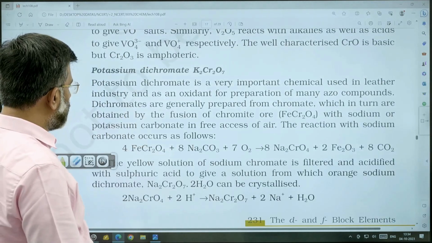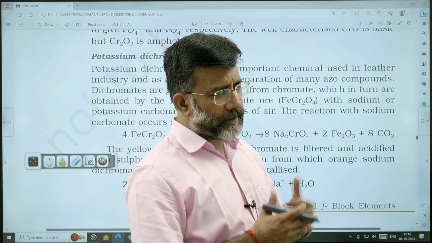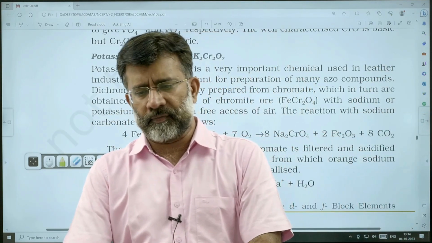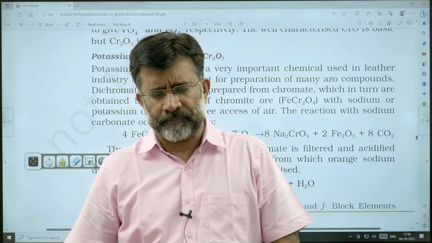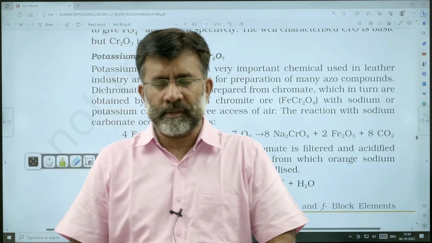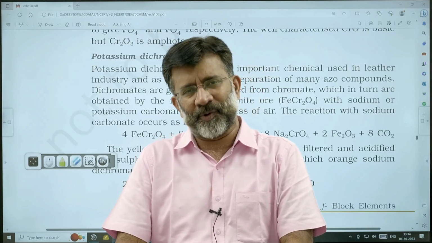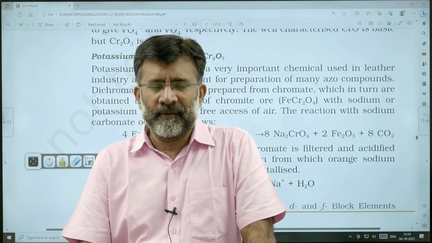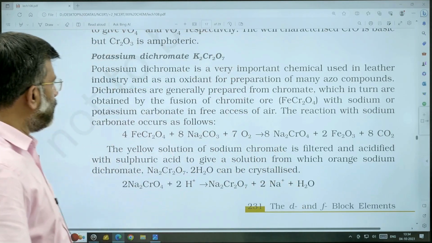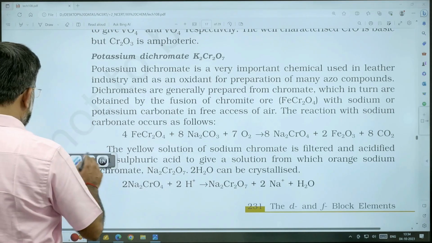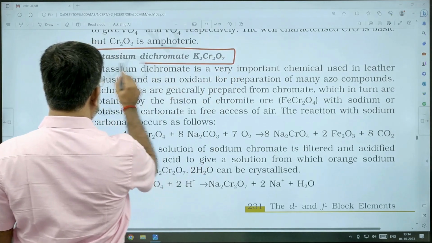Next, an important talk in the chapter is about a very famous molecule. In the older days of NCERT, we were dealing with a variety of molecules in the chapter, but all that has been removed from the syllabus. Now we are learning two important compounds in the chapter. One is potassium dichromate, one is potassium permanganate. So let's have a talk on potassium dichromate first. That is the first molecule that we are going to discuss in the chapter.